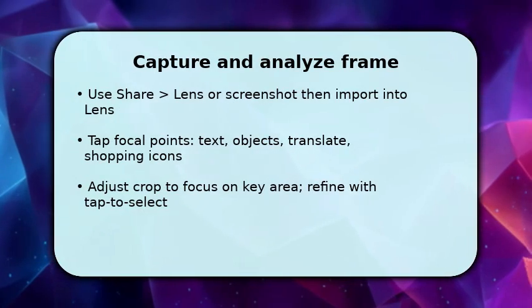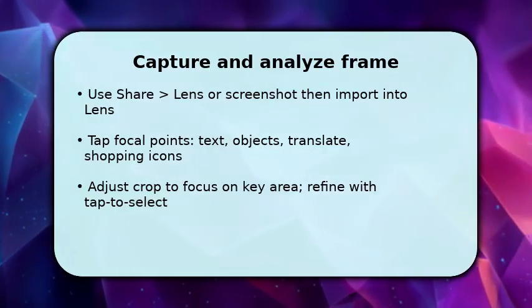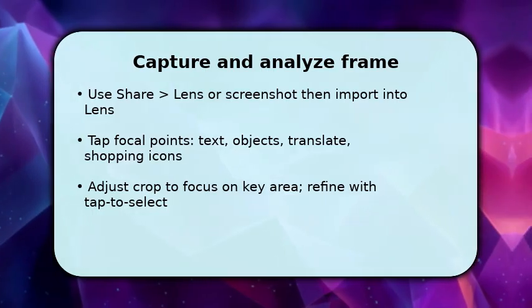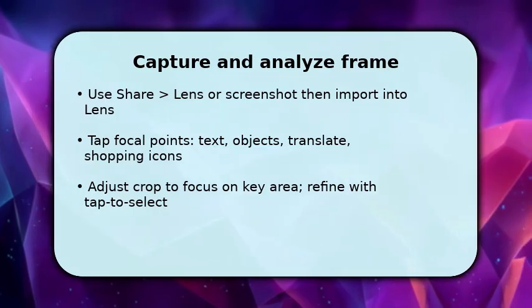Once you have the frame inside Lens, focus the tool on what you need: text, objects, or translate. Tap on the part of the image you want Lens to analyze. This tells the algorithm where to concentrate and improves accuracy.